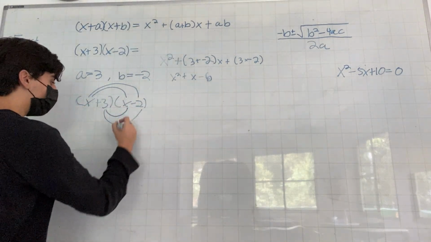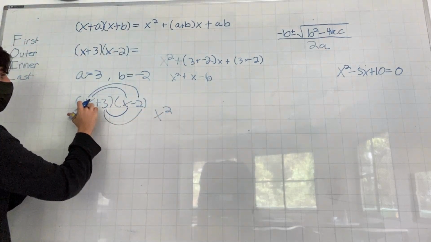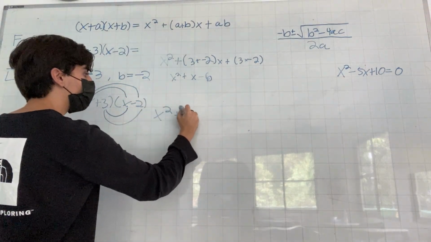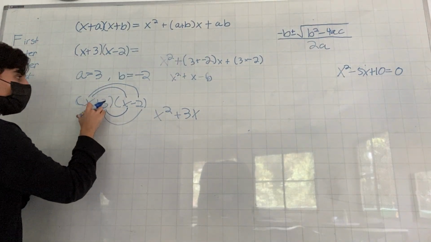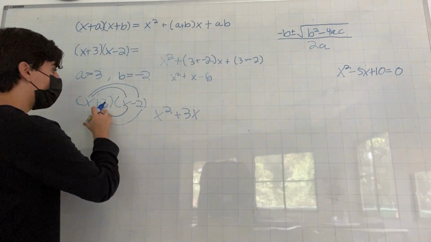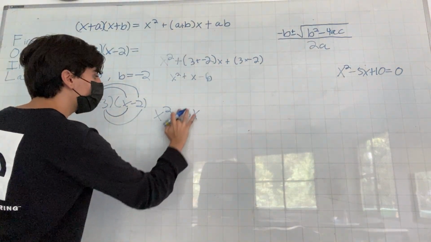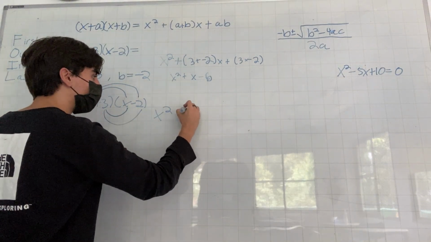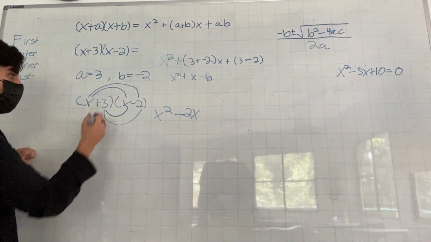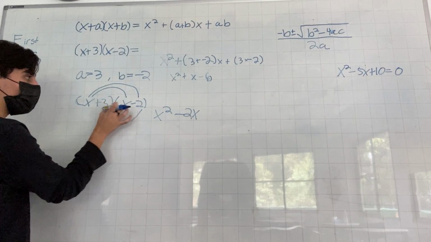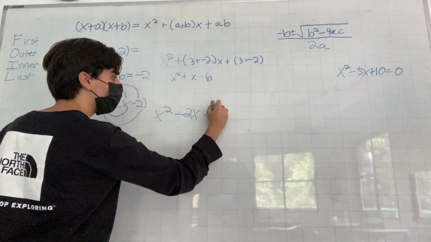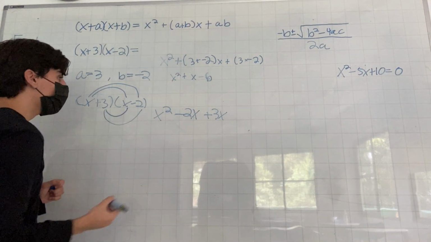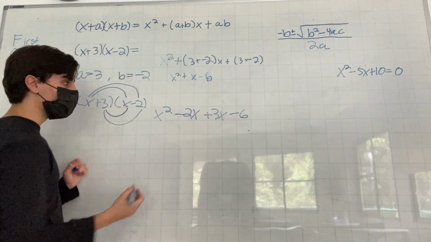So x times x, which would be x squared. Then the outer: the first term times the last term, which would be negative 2x. Then we do the inner, which is the last term in the first binomial times the first term in the second binomial, which would be plus 3x. Then you do the last term in the first binomial times the last term in the second binomial, negative 6. Now we have two like terms, which is this one right here.